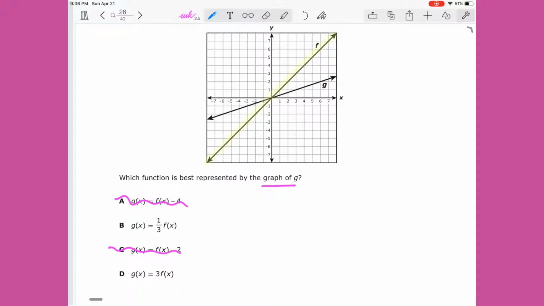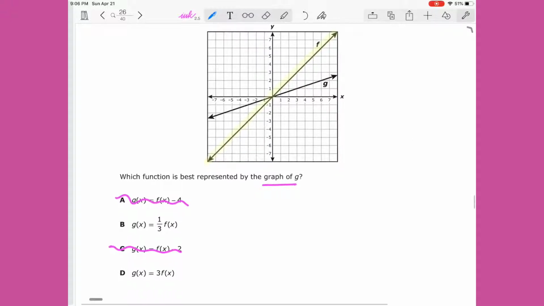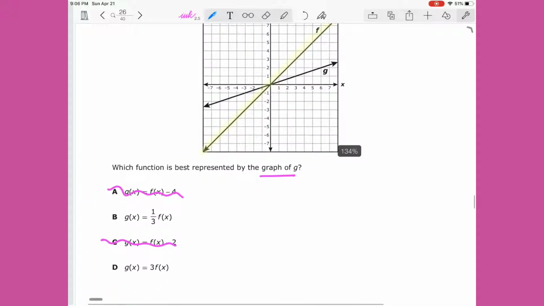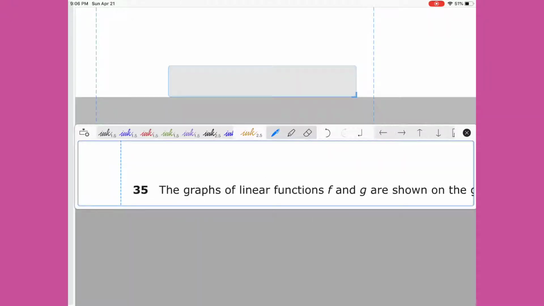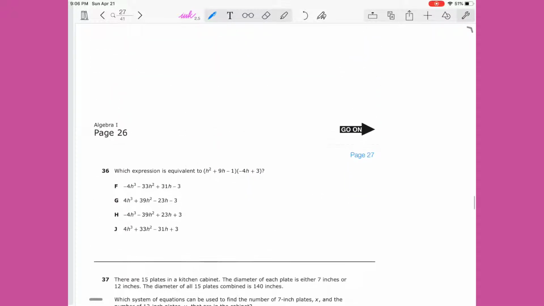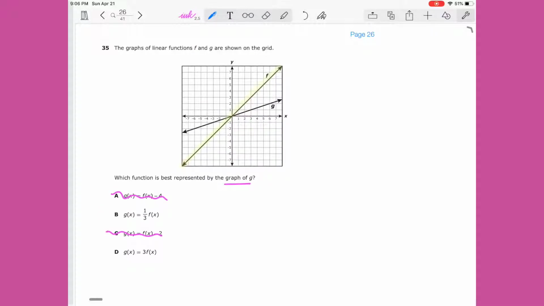Okay, so I'm going to pick a point, and I'm going to think about what is the change. Well, we can do a couple things here. We can look at our slope. Dang it. That was number, okay, we're back.